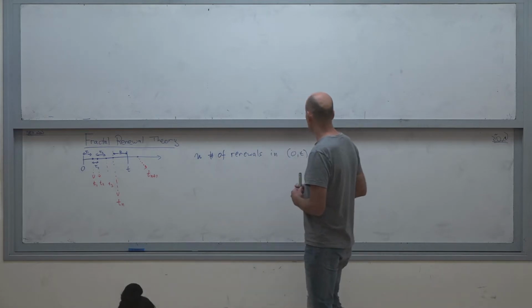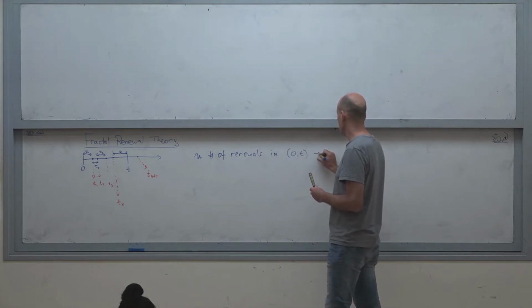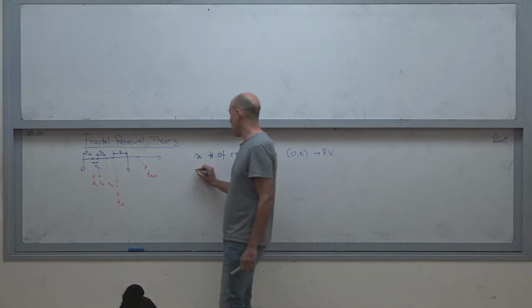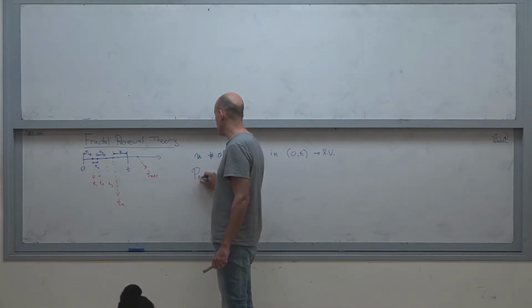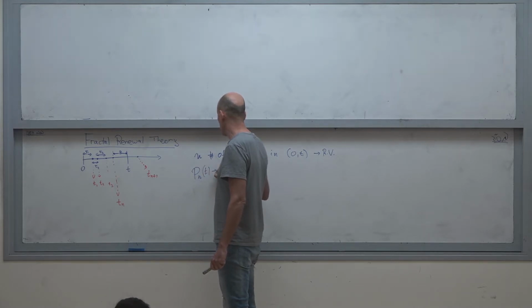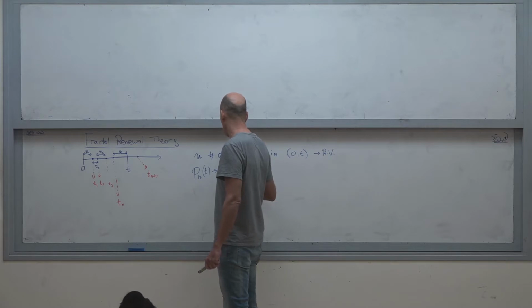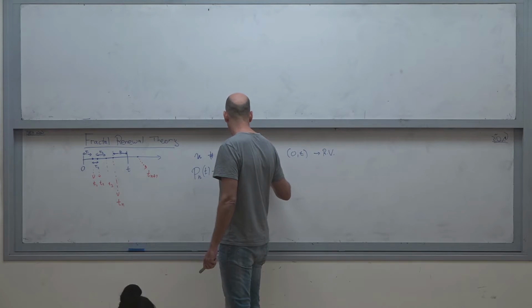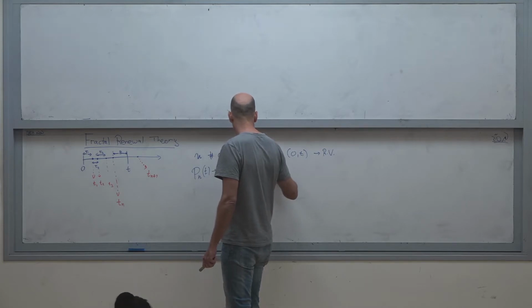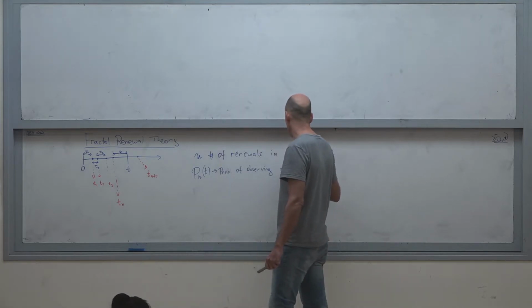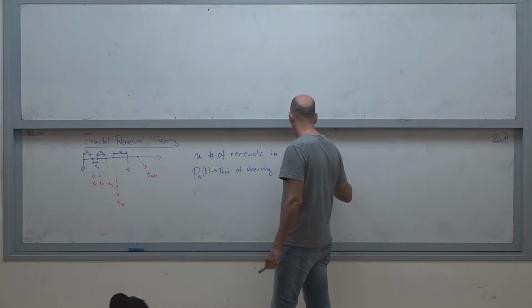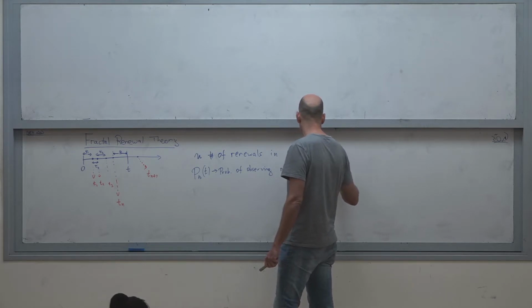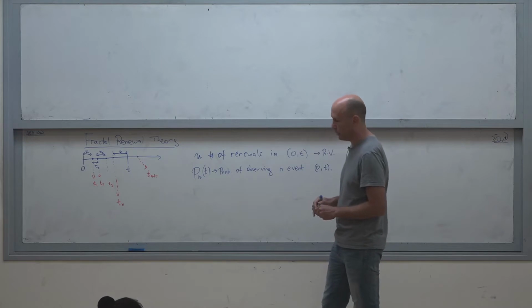This n is a random variable. And our question now at the beginning is, what is simply the probability to make n jumps in time t? So this is the probability of observing n events in the interval between time 0 and time t.